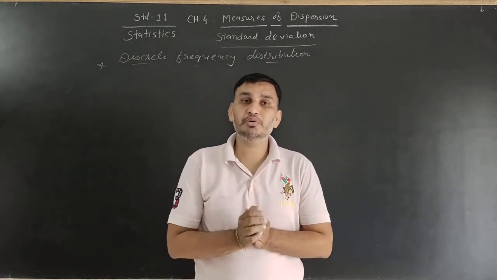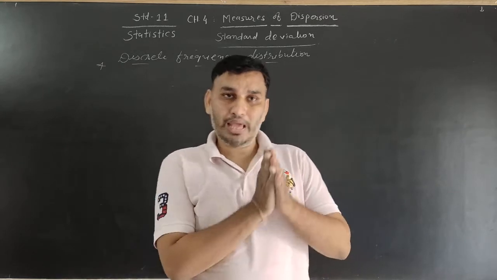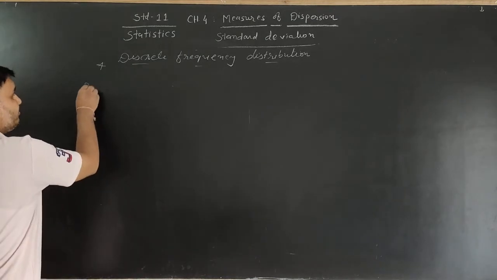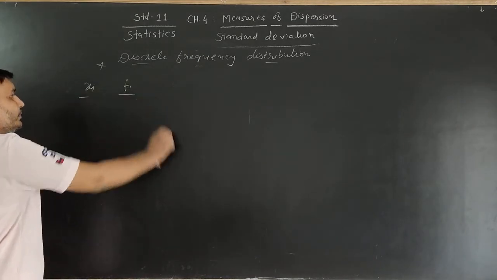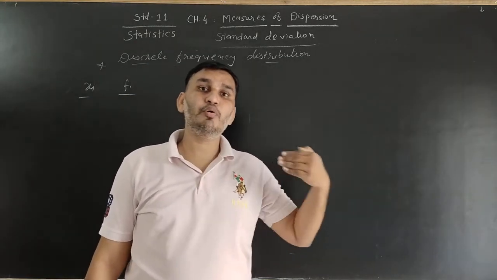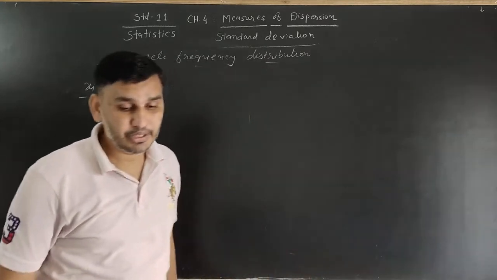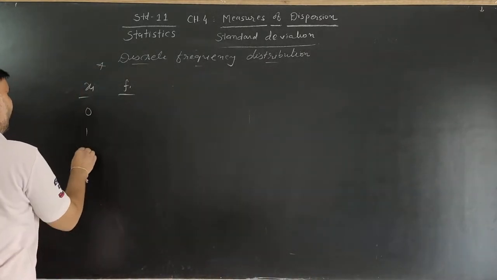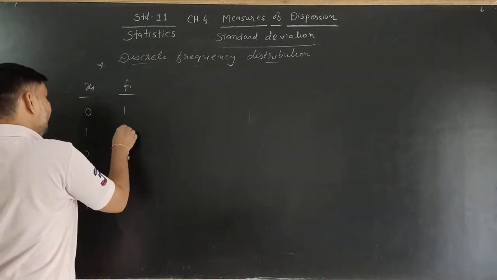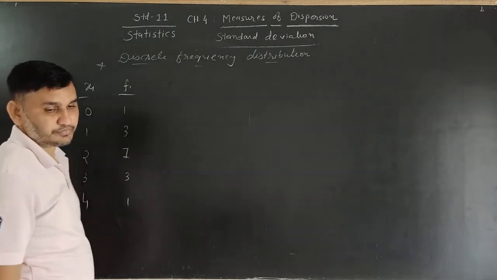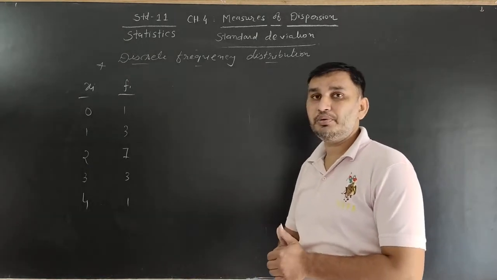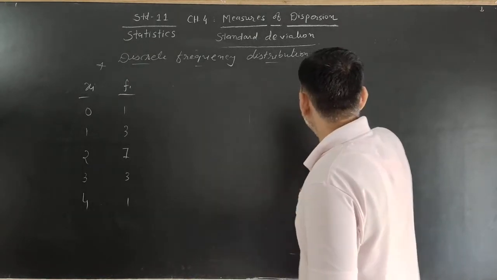We know very well that in a discrete frequency distribution a finite value of the observation is repeated a number of times. In a discrete frequency distribution we have xi and fi given: the value of observations, and fi, the frequency, which shows how many times the observation is repeated. Now x is equal to 0, 1, 2, 3 and 4 and the frequency is 1, 3, 7, 3, 1.